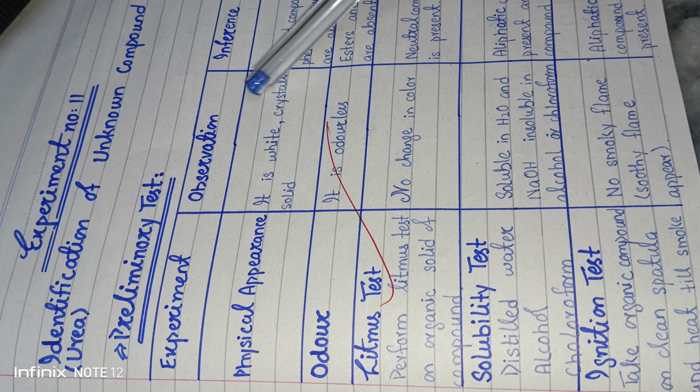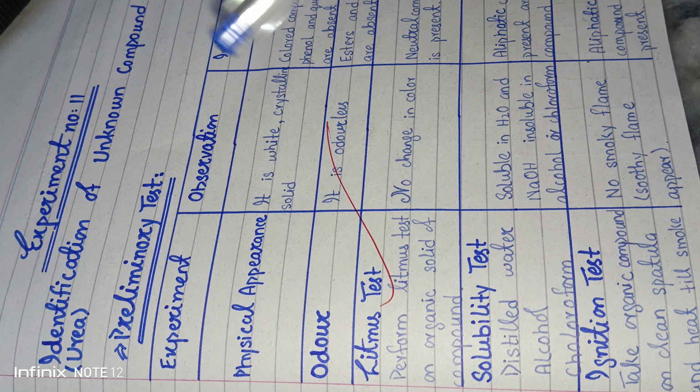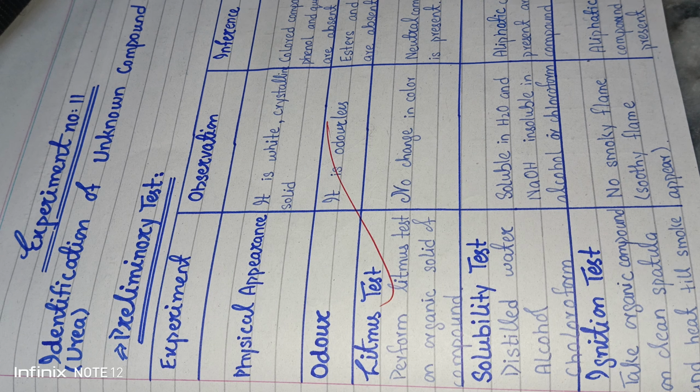Now we are going to start our lecture. So first we are going to discuss the primary test. You have to make the block and write the experiment, observation, and inference. So here an unknown compound urea will be given to you, and you are asked to confirm whether it is urea or another compound. So now you are performing various tests on this unknown compound, and at the last you will identify what this compound is.